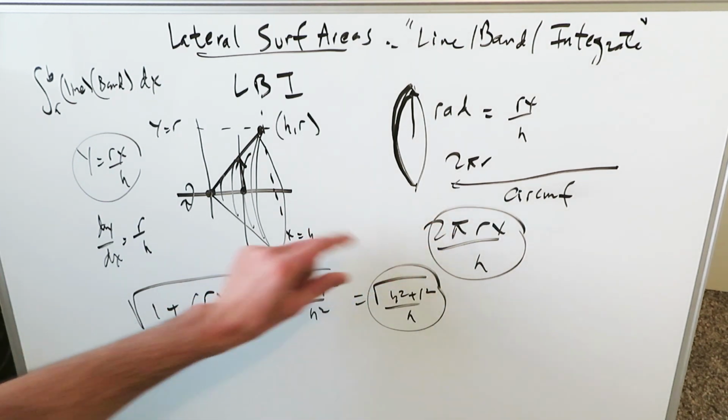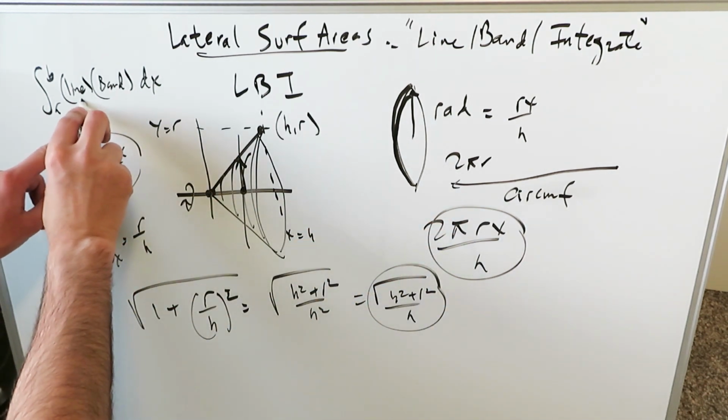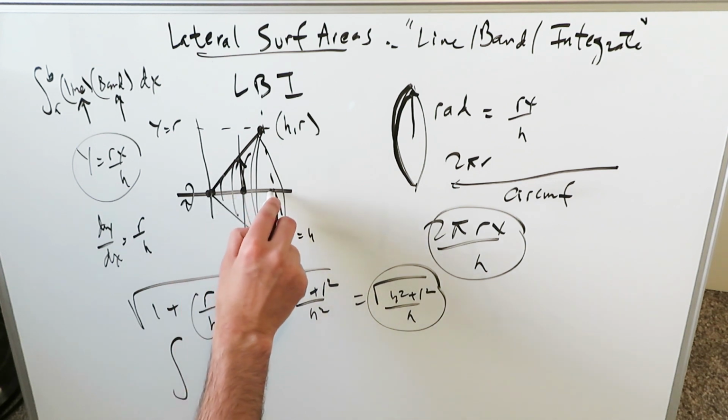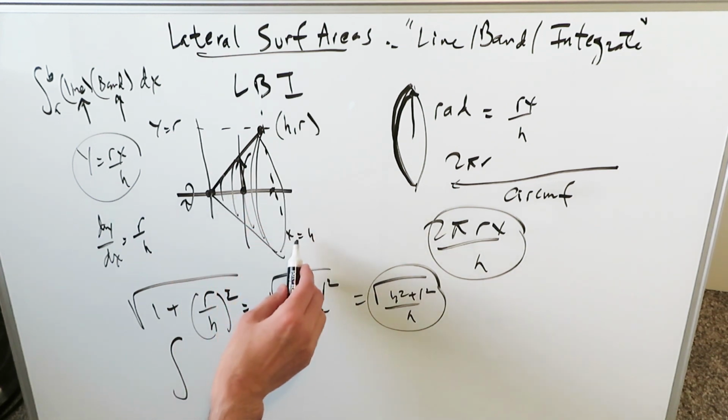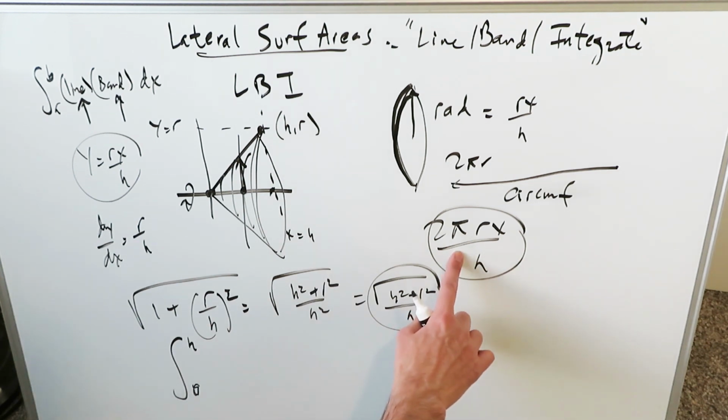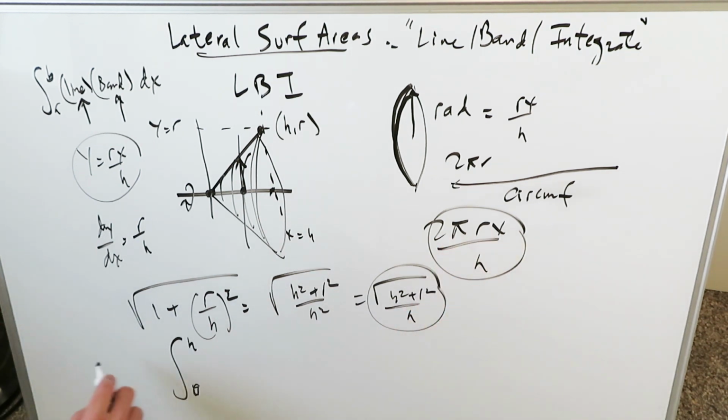These are the two items which are coming right over here. Your line, which is your circumference, and your band, and you're integrating it. So let's integrate it. What's our integral? From 0 up to the higher limit, which is h. 0 to h. We have certain items here which are constants, 2 pi r and h. Let's bring it 2 pi r over h.